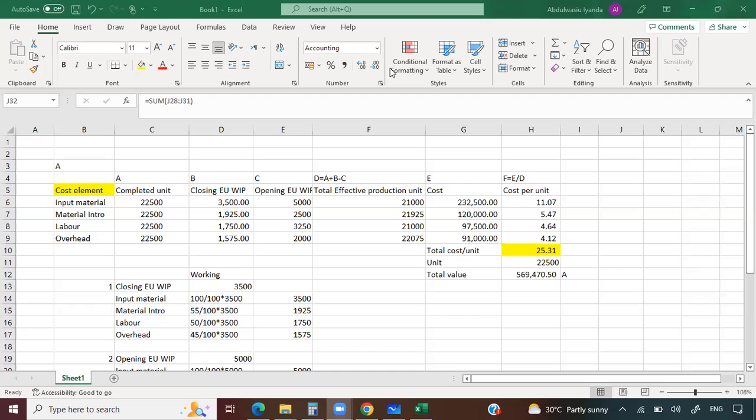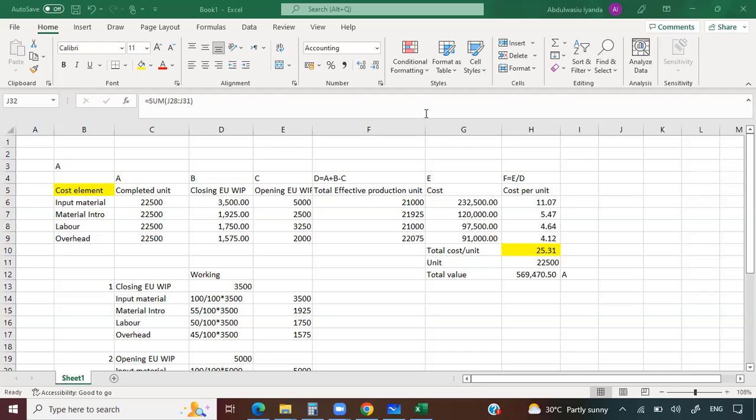Please, there's one question I saw in one of the old videos. I want to find out what is the difference between production cost and prime cost. Prime cost is just the total of direct cost, only direct. Production cost can contain both direct and indirect.